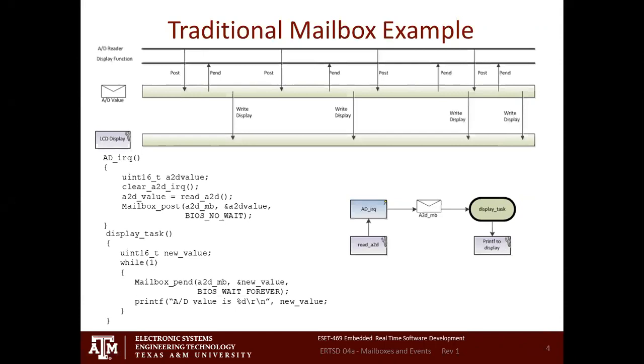And so my interrupt routine is going to read the A to D converter, and it's going to stuff that value into a mailbox, okay? Now I have this thing called display task, and he's going to sit there and wait for a value to get stuffed in from the A to D converter, and he's just going to print it out on the serial port, okay? So you can see what's going to happen here. The A to D value gets posted, posted, posted, posted on a regular basis.